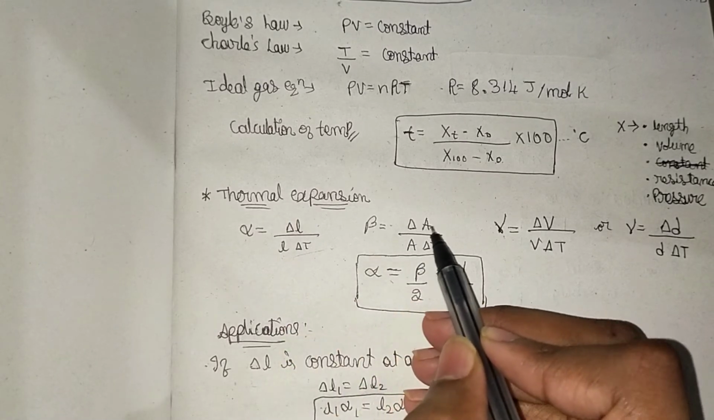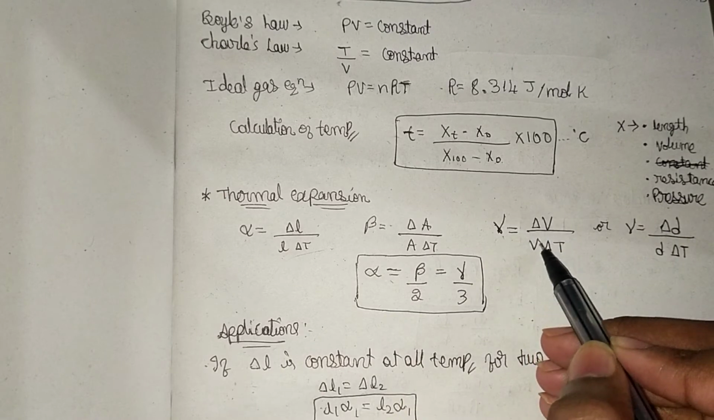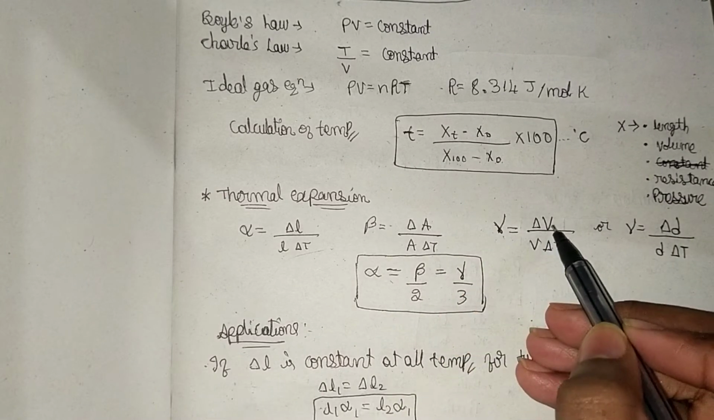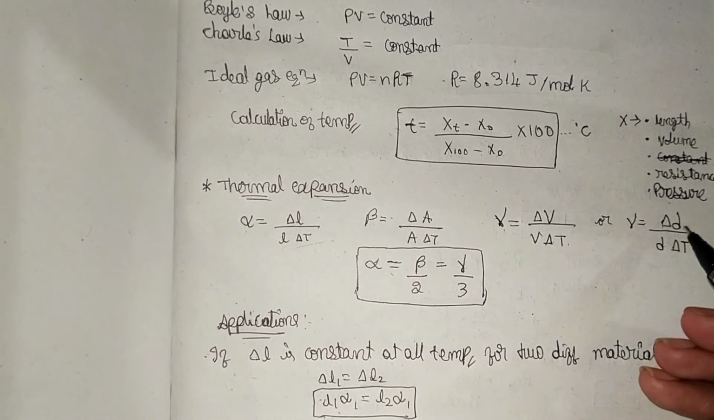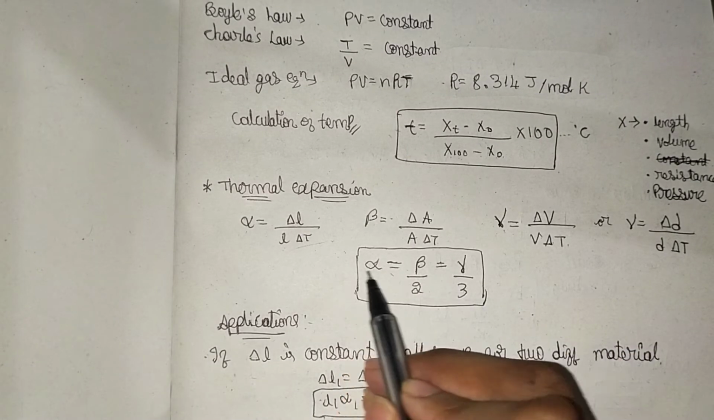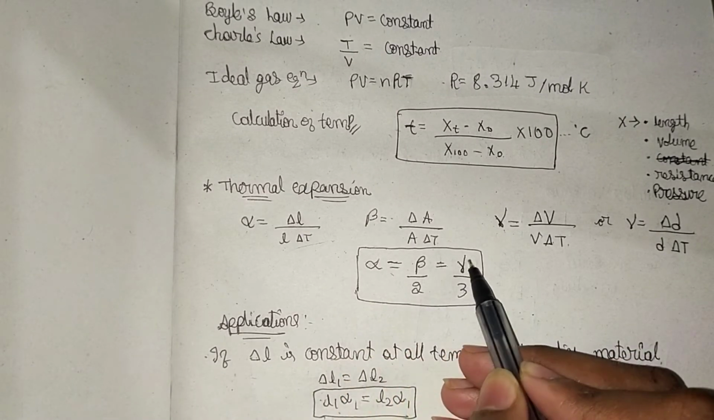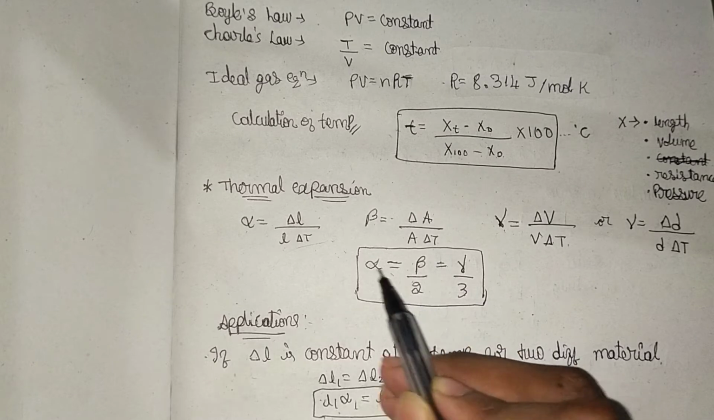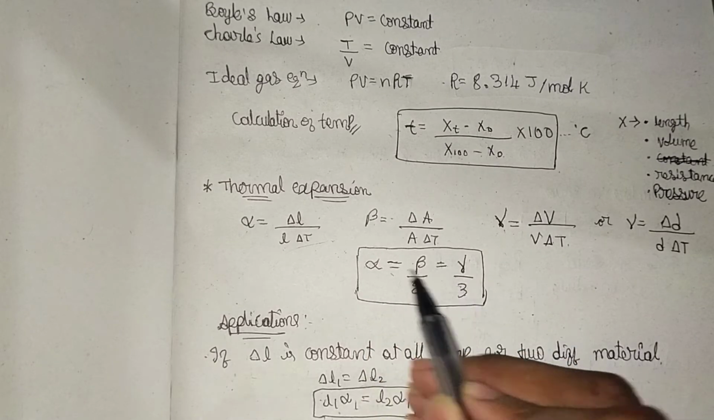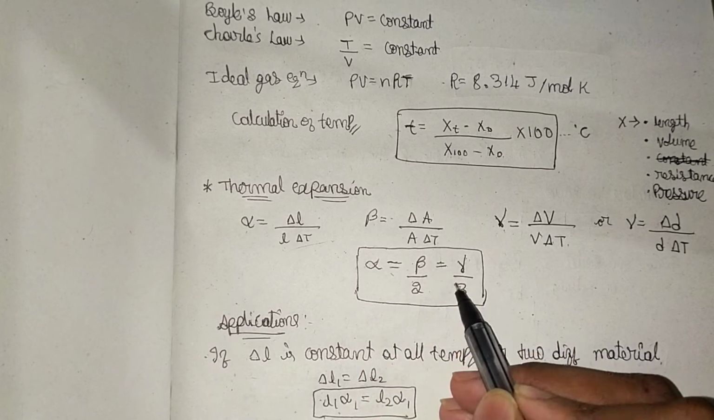Similarly, beta is delta A by A into delta T, and gamma is delta V by V into delta T, where A is the area, V is the volume, and D is the density. The relation between alpha, beta, gamma is alpha equal to beta by 2, equal to gamma by 3. That is, beta equal to 2 alpha, gamma equal to 3 alpha, or gamma equal to 3 by 2 beta.